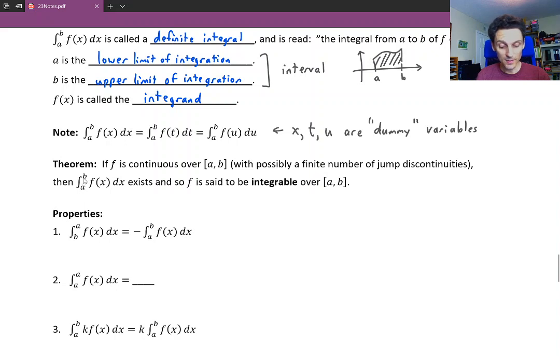then the integral from A to B of f of x dx exists. And so f is said to be integrable over the interval from A to B. In other words, you can integrate f from A to B as long as f is continuous over that interval with possibly a finite number of jump discontinuities. If there is a jump discontinuity, what you can do is break up your integral into two integrals, one for the first part and then one for the second part, split up by where that jump discontinuity is, or more than one if you have more than one.